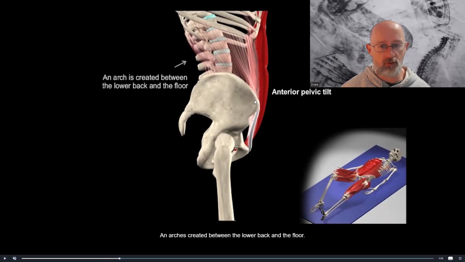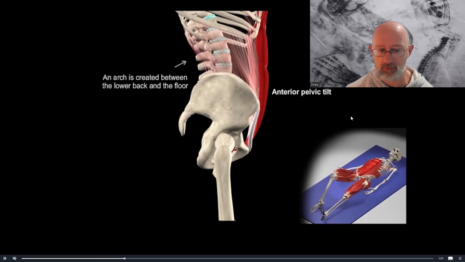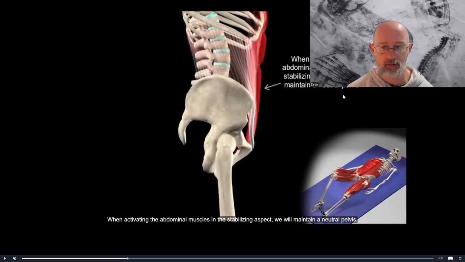So core stability, or stabilizing the pelvis and the spine, is about putting these pelvic positions in the right position so that the muscles can do their job correctly. That's what it's really about. Good. So when activating abdominal muscles in the stabilizing aspect, the pelvis will maintain neutral.